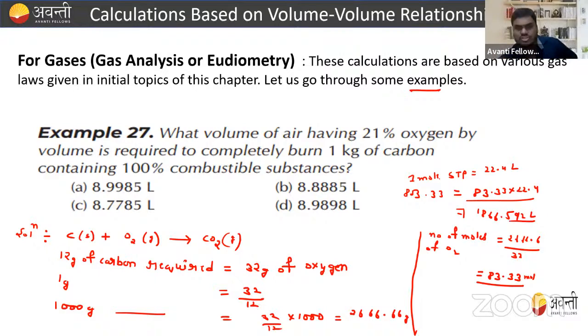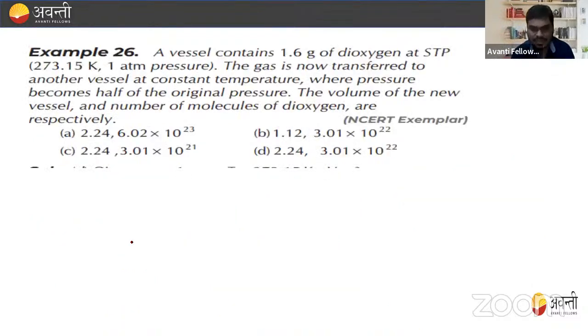Now we know that in the question it is given 21% by volume. It means 21 liter of O2 is present in 100 liter of air. So this much is present in how much? Can anyone tell me? Let's see the solution here. I'm writing the remaining part here. In the question it is already given that 21 liter of O2 is present in 100 liter, because it is given 21%.